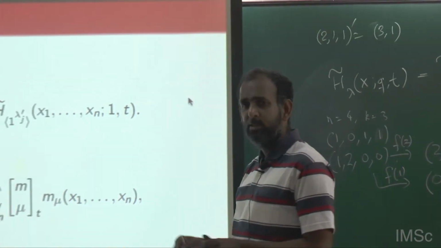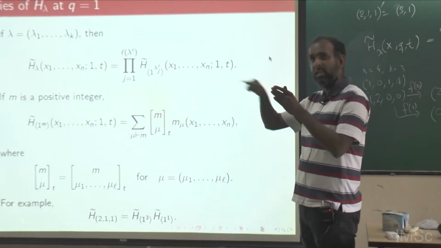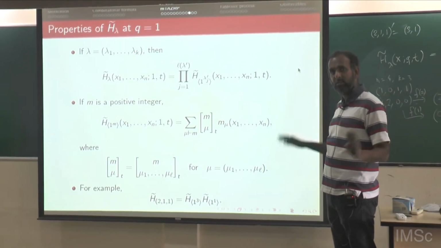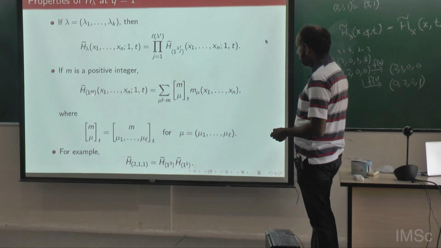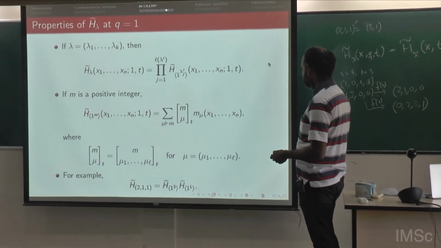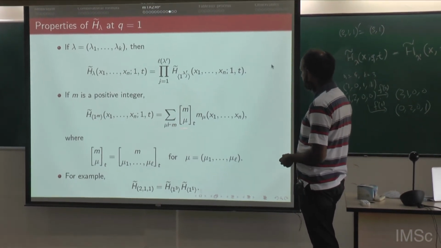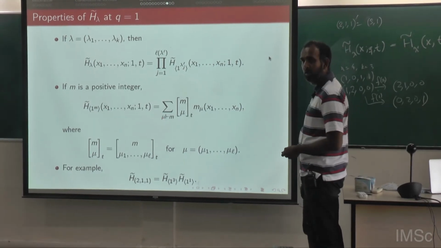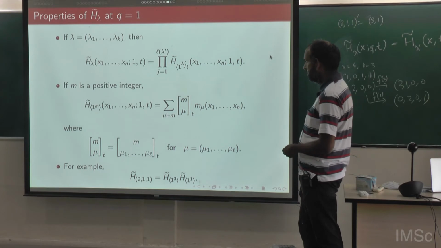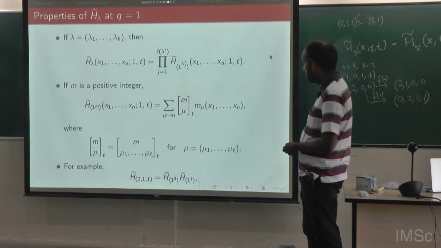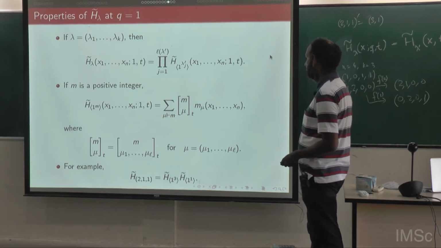So all you need to know is h tilde with any number of 1s. Then you can write down the h tilde for anything. And moreover, if you have m 1s, then h tilde of 1 to the m can be written as a sum over all partitions mu of m, of m mu times this multinomial coefficient. Okay.